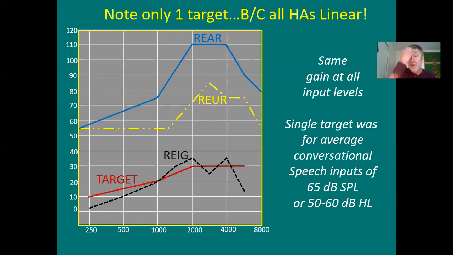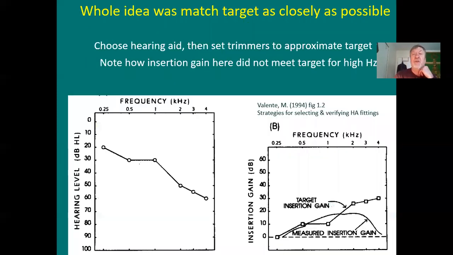If you were using speech as your UCL stimulus, you'd want to add about 10, maybe 15 to that UCL in dBHL in order to get your UCL in dBSPL. Just want to tell you, you should always know.